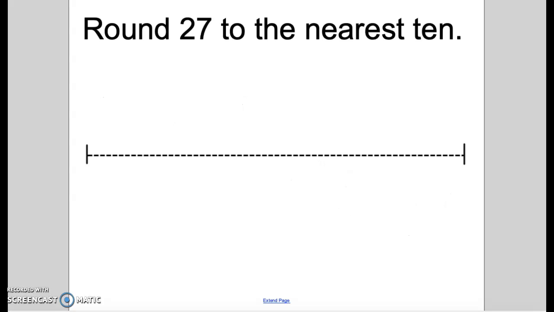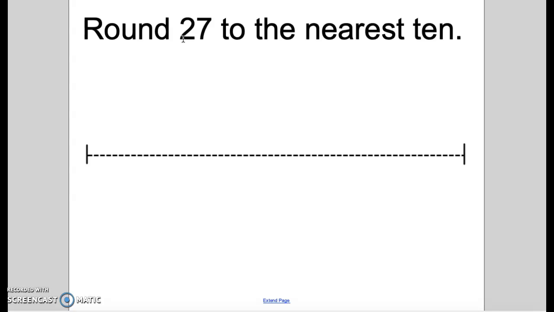Round 27 to the nearest 10. What we're going to do first is identify our benchmark numbers. Our benchmark numbers are, if you count by 10, because again, we're rounding to the nearest 10, the tens that the number that we are trying to round falls between. So for example, 27 falls in between 20 and 30.